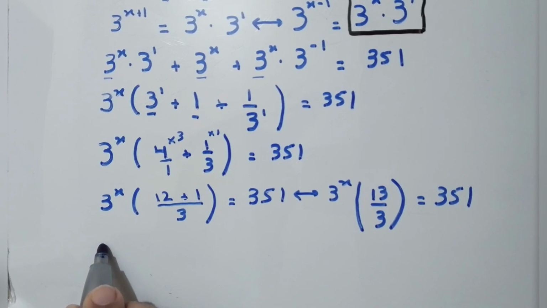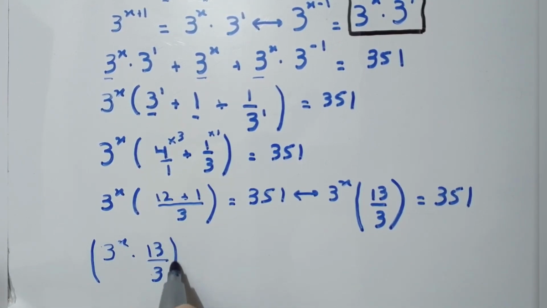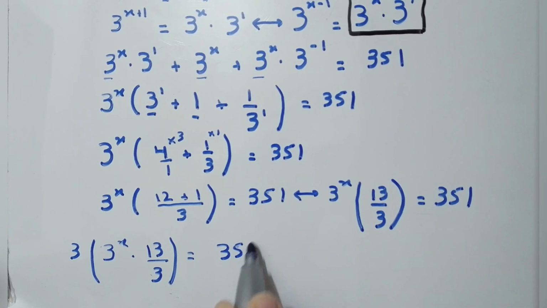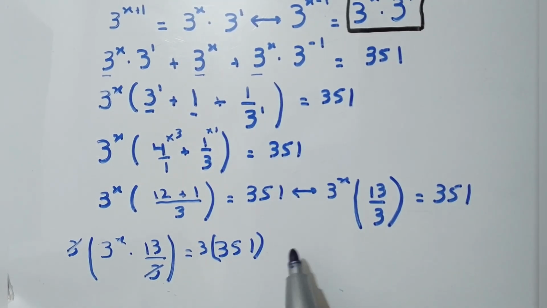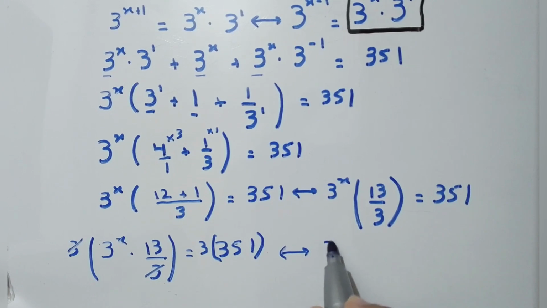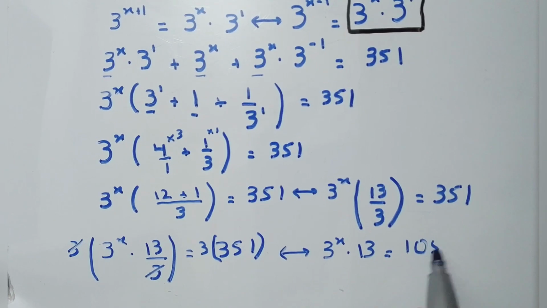So this is 3 raised to power of x multiplied by 13 over 3. This whole thing is multiplied by 3, and we have here is equal to 351, which is multiplied by 3 also. As a result the 3s cancel, and 351 multiplied by 3 leads us to 1053. Now the equation we are left with is 3 raised to power of x multiplied by 13 is equal to 1053.